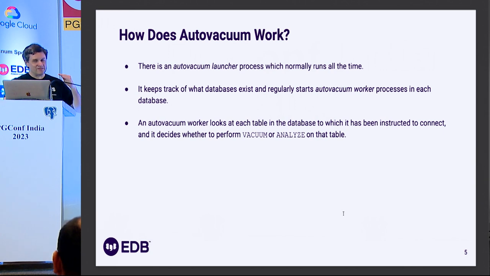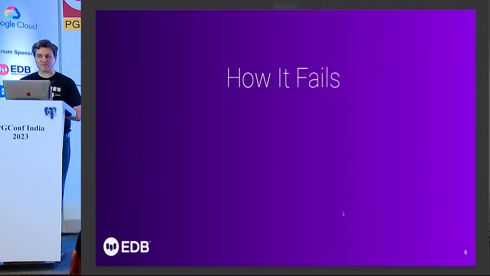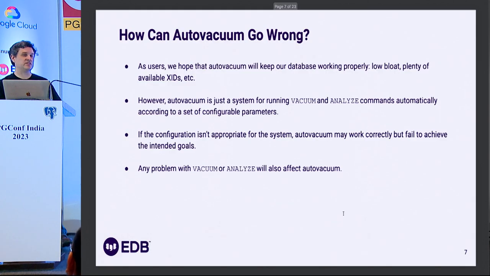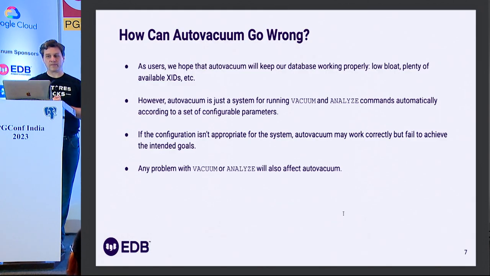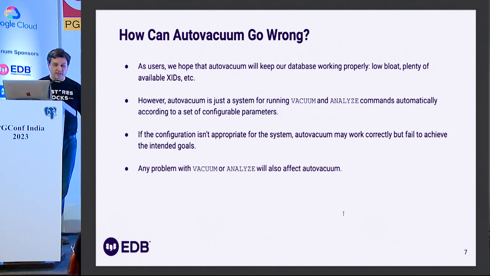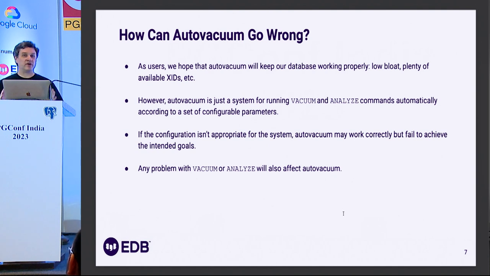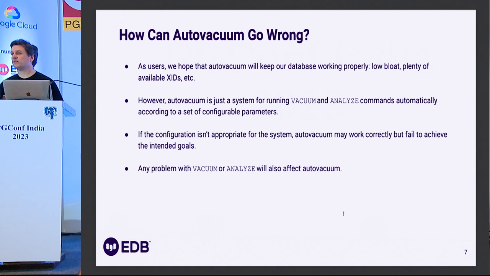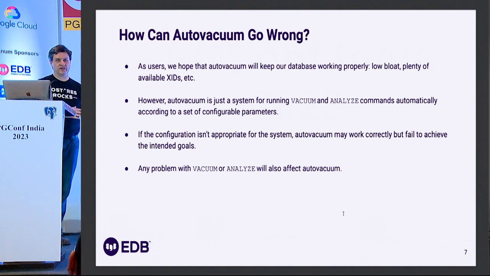So with that very brief introduction to what vacuum and autovacuum do, let's talk about what can go wrong. There are basically two categories of things that can go wrong. One of them is that since autovacuum is nothing else but a system for automatically running vacuum and analyze, if there's some issue with vacuum or analyze, then that's also going to impact autovacuum.